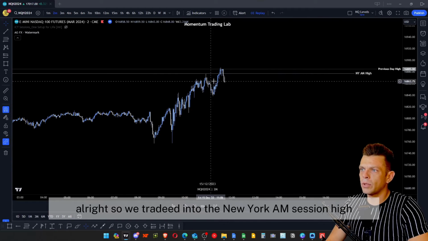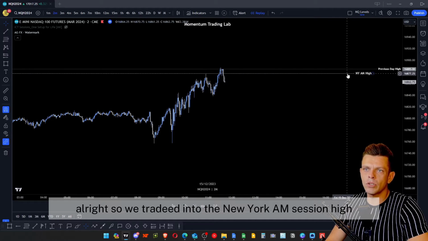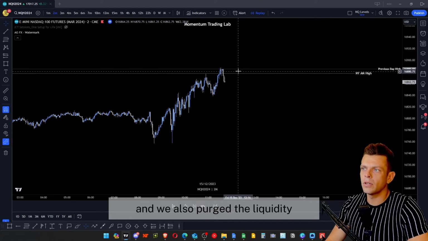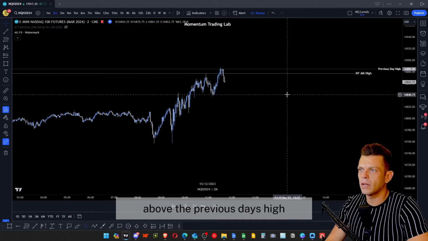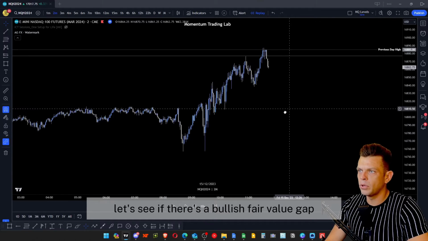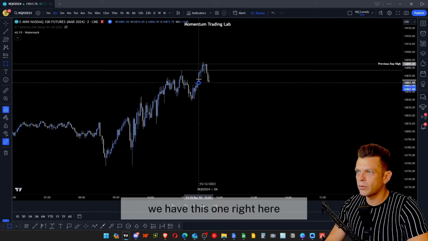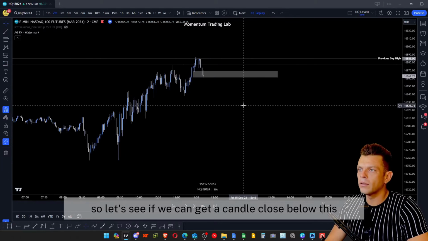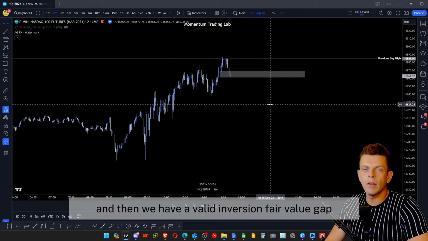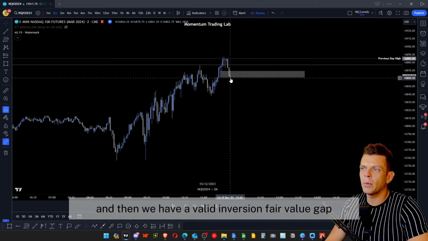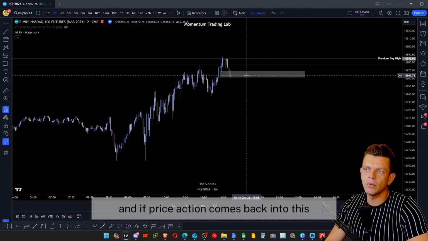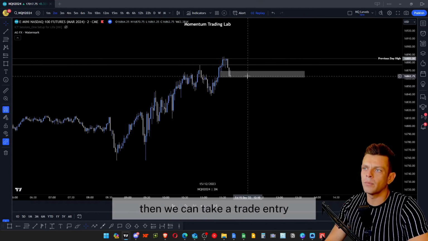All right, so we traded into the New York AM session high and we also purged the liquidity above the previous day's high. So let's see if there's a bullish fair value gap. So we have this one right here. So let's see if we can get a candle close below this. And then we have a valid inversion fair value gap. And if price action comes back into this block, then we can take a trade entry.